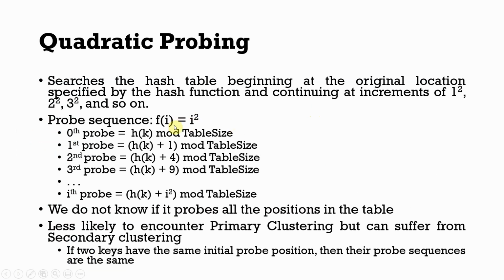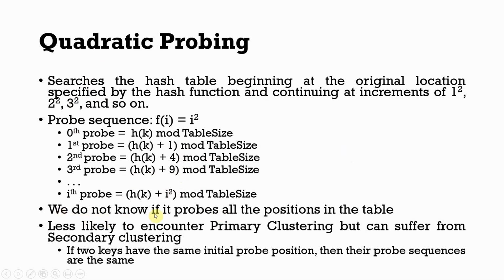So the probing sequence, as opposed to linear probing, where f(i) is equal to i, is now f(i) equal to i squared. In the 0th probe, we just go to the location that the hash function provides to us. If it's full, then we go to the next one, because 1 squared is 1. If that one is full, we go to that location plus 4, which is 2 to the power 2 for the second probe. For the third one, it's the 9th location after what the hash function gave us. And this continues.